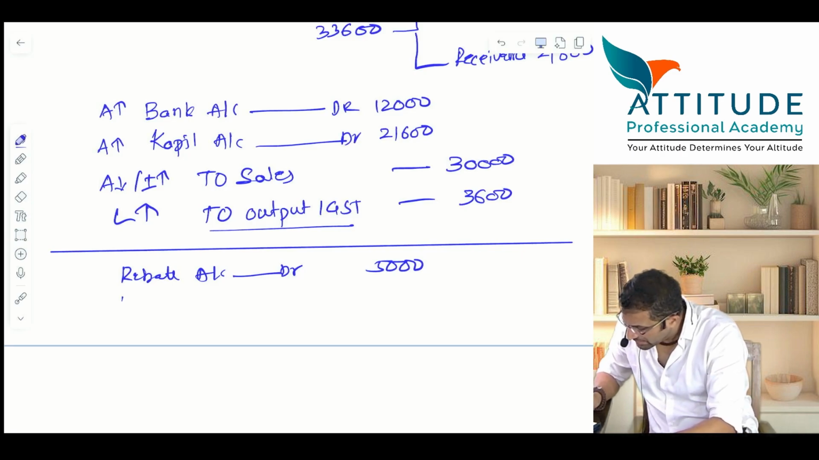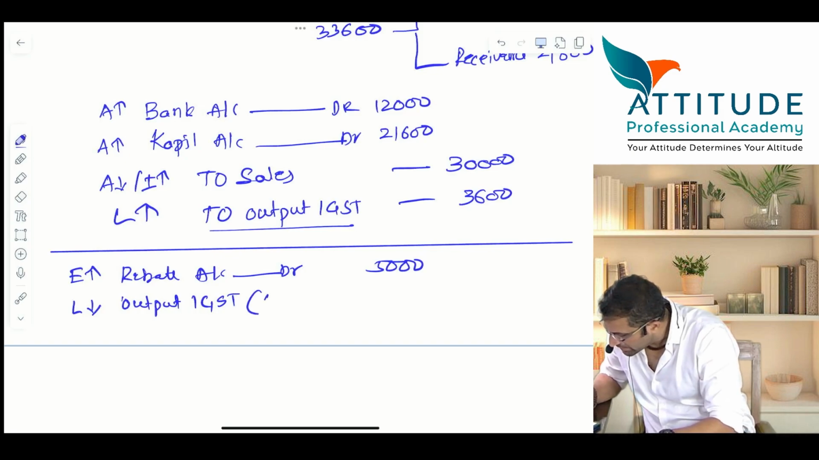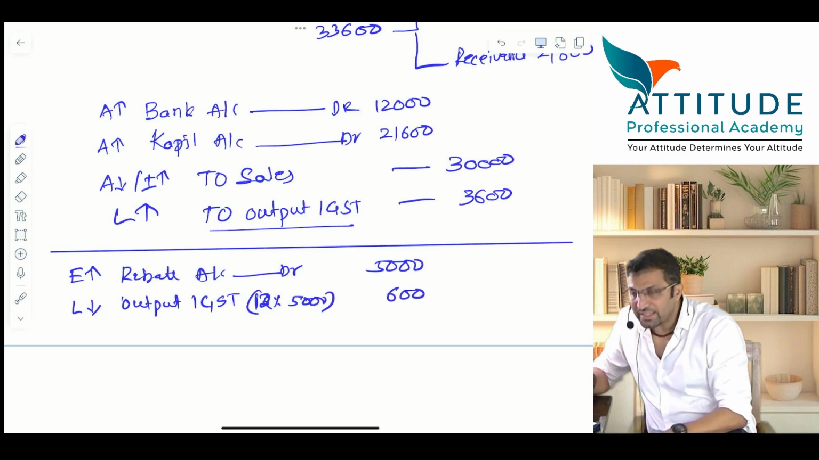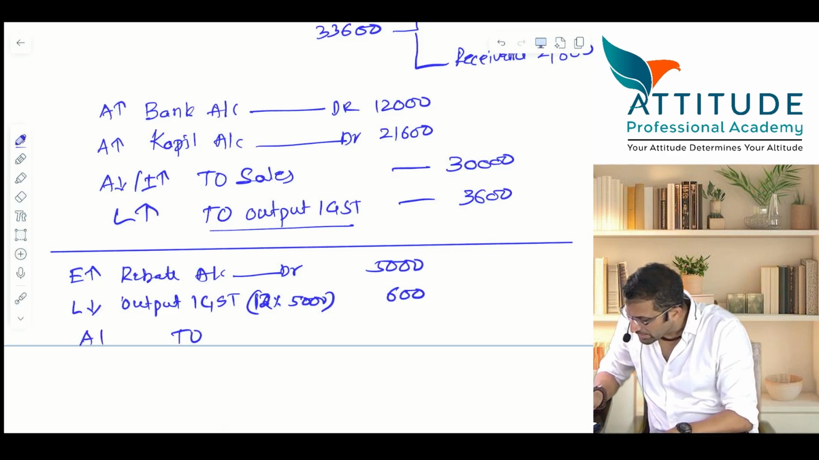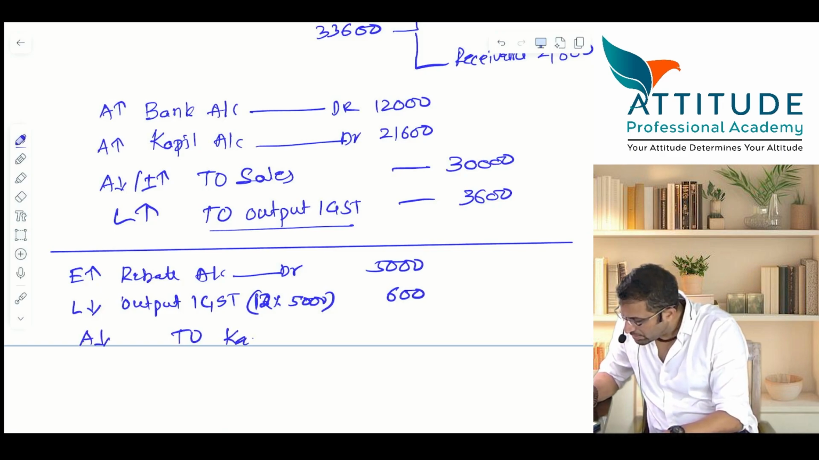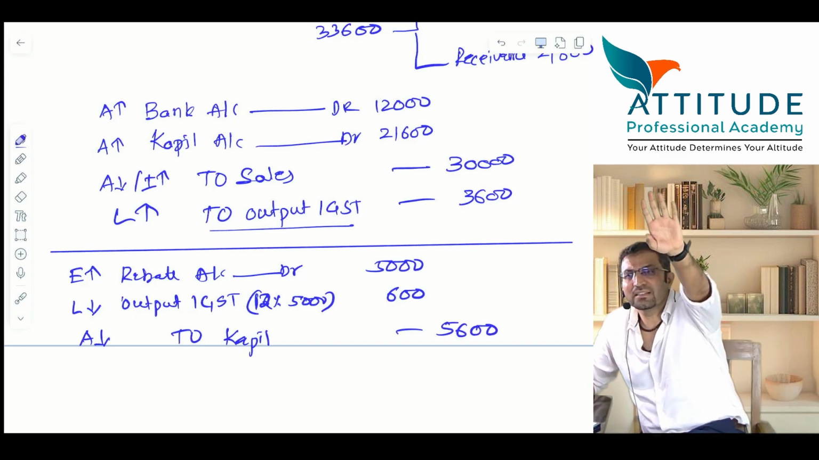Tell me, this is expense increases, then liability reduces. That is output IGST. That is 12% of 5,000, which is how much? Liability reduces. To give a credit to Kapil, asset also reduces. Kapil says, I will not pay you. Means reverse 5,000, asset reduces. Debtors balance reduces. Easy, eh?